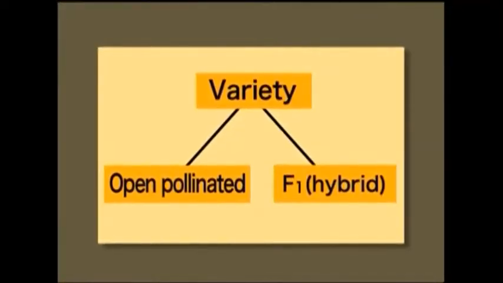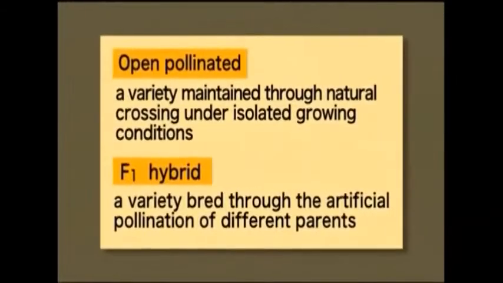There are two types of varieties, open pollinated and F1 hybrid, and they both have different attributes in seed production methods. Open pollinated means varieties maintained through natural crossing in isolated situations, and F1 hybrid means varieties bred through the artificial crossing of two different parents.